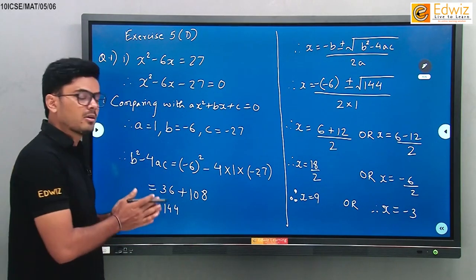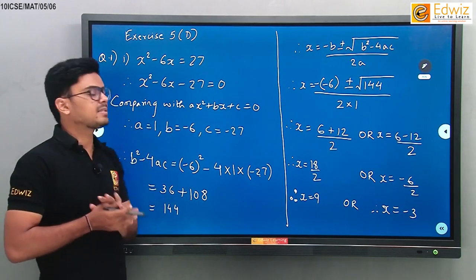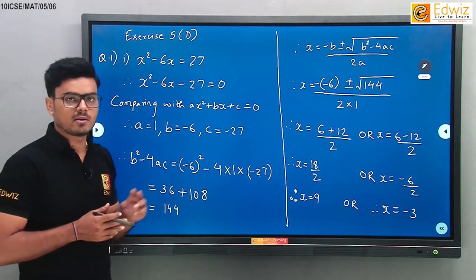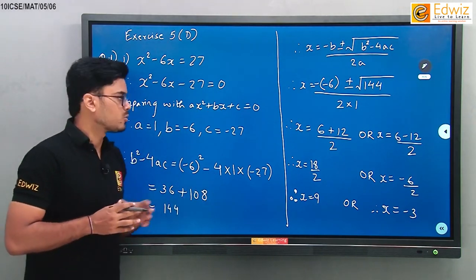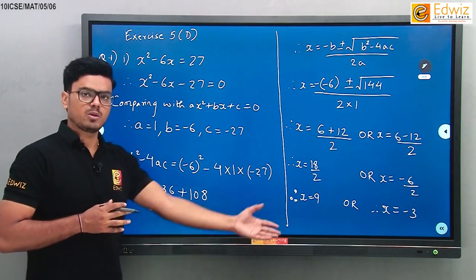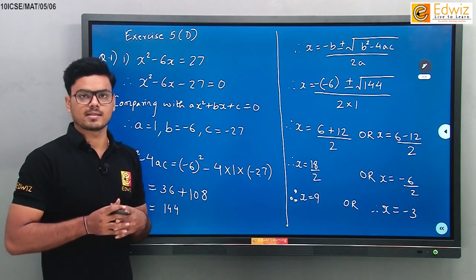I hope this is clear. So directly, straight away put everything inside the formula, and you will get the value of x, both the values, I mean both the roots. So this is the way to do it. I'll give you 1 minute to note this down, then we'll move on to the next question.